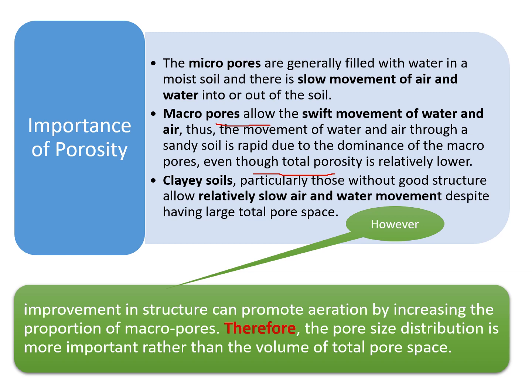Total pore space alone doesn't matter, because we know that clay soil has more porosity, more pore space, and sandy soil has less pore space. But the macropores are more in sandy soil, and micropores are more in clay soil. So this is not the important part; the important thing is the distribution of macropores and micropores in the soil.